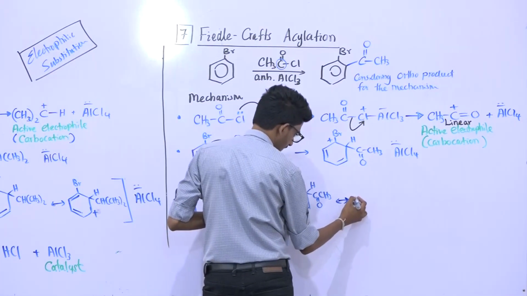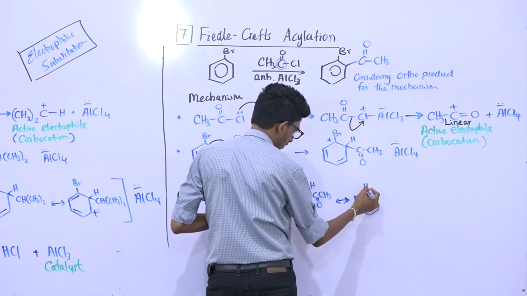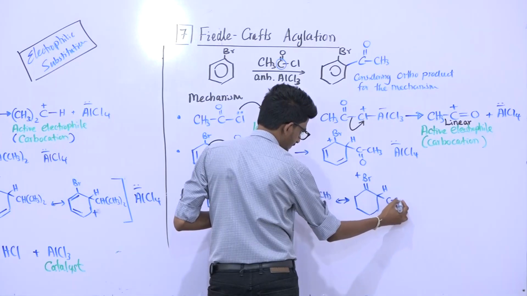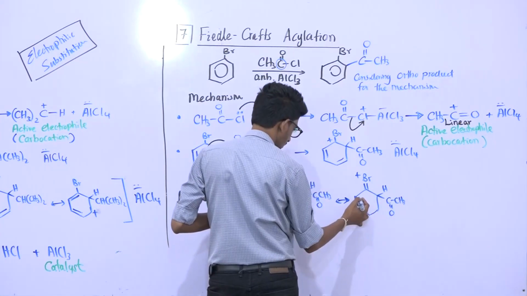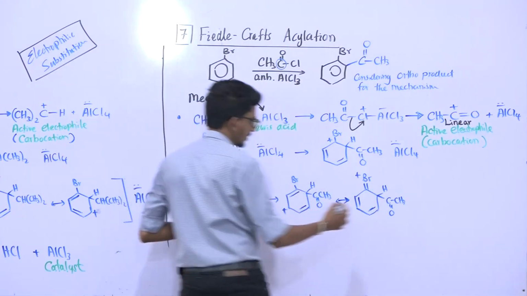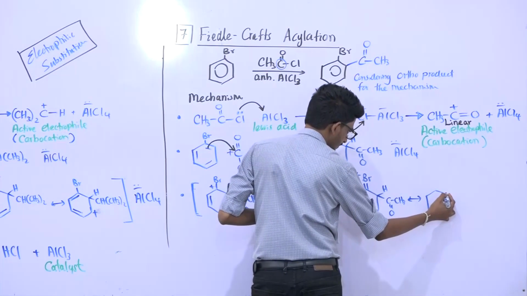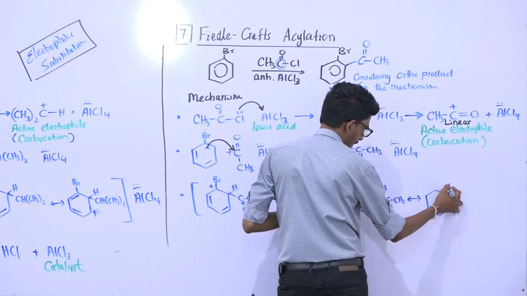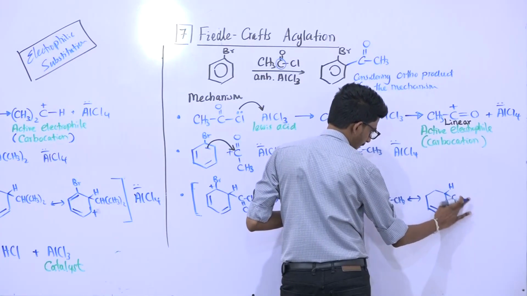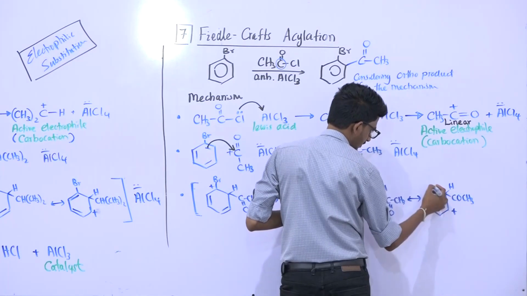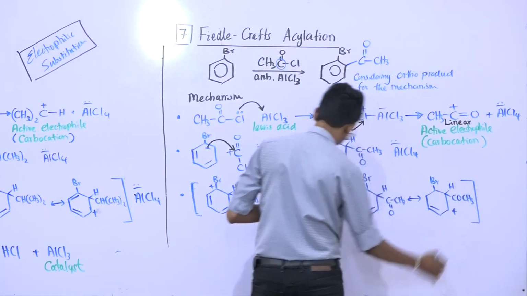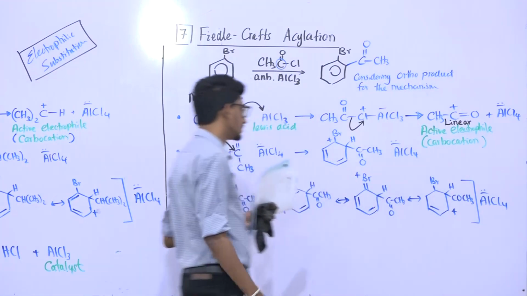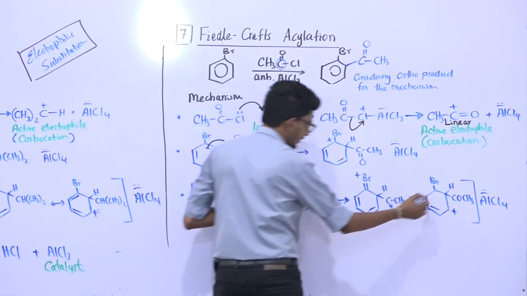Like before, Br can donate a lone pair. Oh, now then you can put this thing here. And AlCl4 minus. So this thing is.